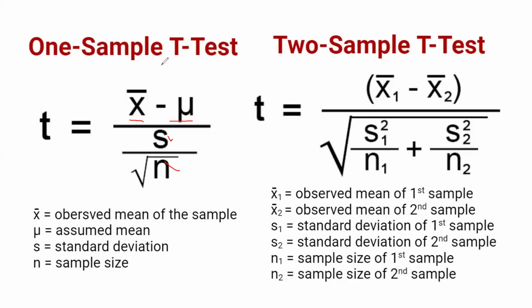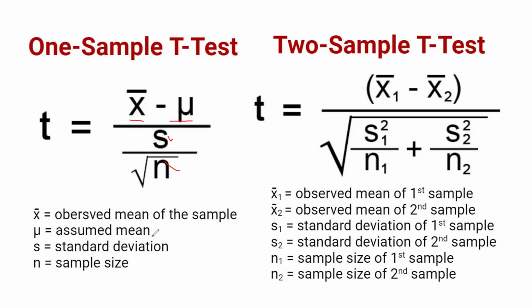In the case of the one sample t-test, this is the formula we use. One, we have x bar. X bar is the observed mean of the sample, and then mu is the assumed mean, which is the standard mean. And we also have n, which stands for the sample size.